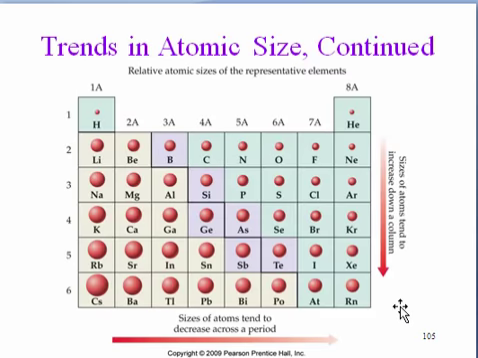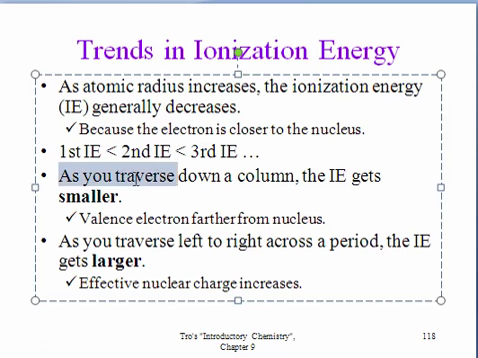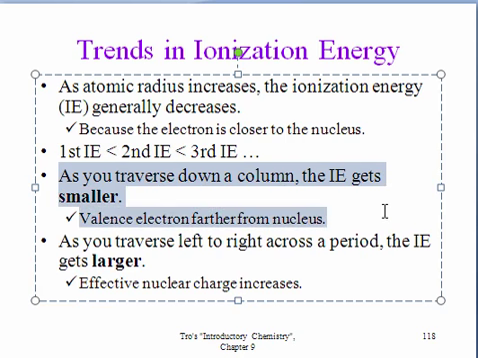The ionization trend is exactly opposite that of the size. The larger the atom, the easier it is to remove an electron, because that electron is further from the nuclear pole. So as we go down a family, our ionization energy goes down because our size goes up. The ionization energy trend is exactly opposite that of the atomic size. So as we go down a column, the ionization energy gets smaller because our electrons are further from the nucleus.